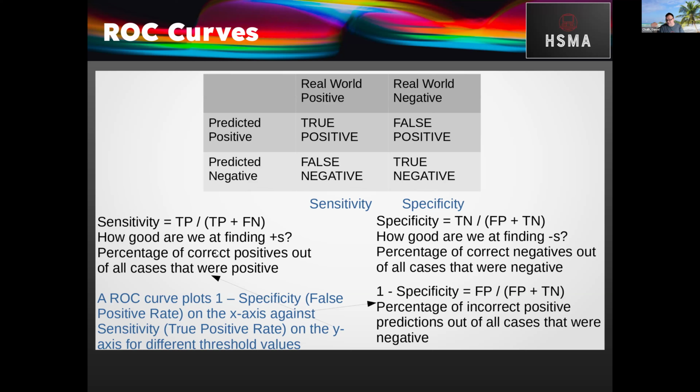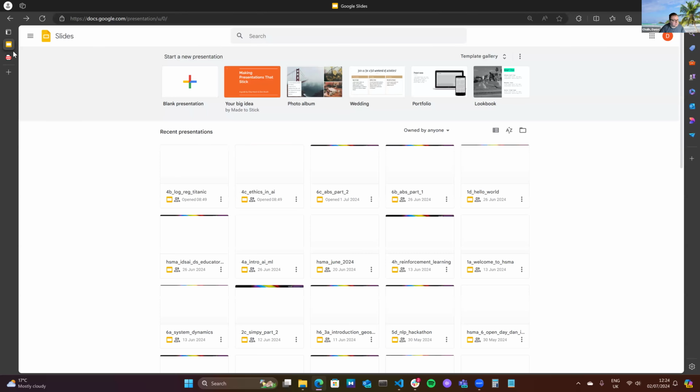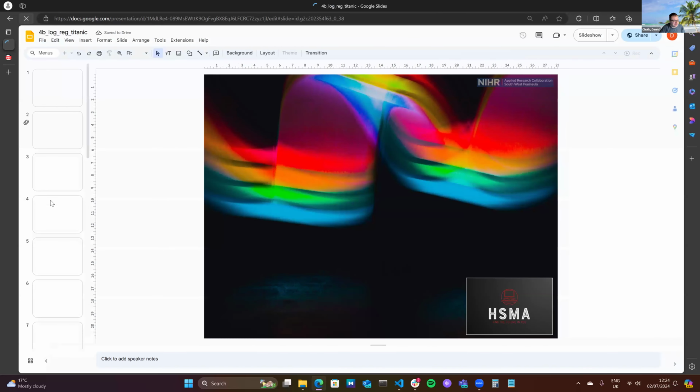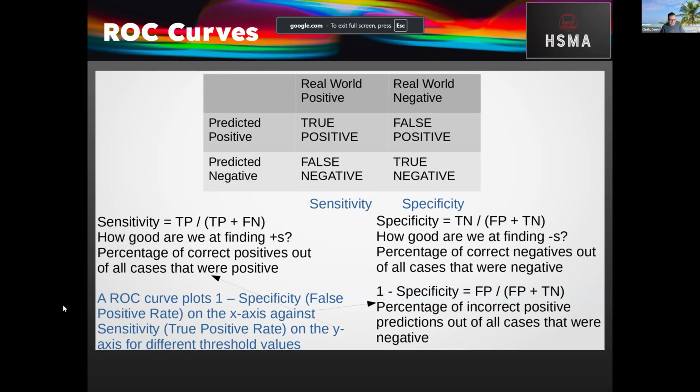The 1 minus specificity, the inverse of specificity, is known as the false positive rate, and that is plotted on the x-axis, and on the y-axis we plot the true positive rate, which is the sensitivity. That's much easier to understand because it's sensitivity basically. And we do that for different threshold values for this prediction, strict classification threshold.